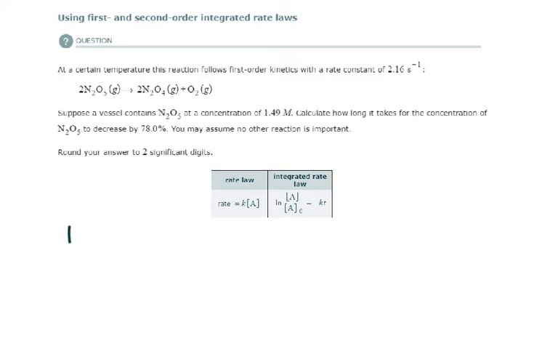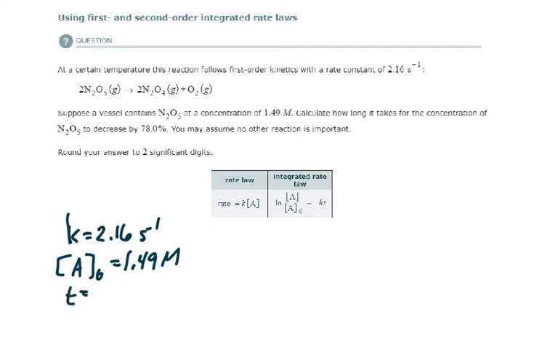We are given k. It's 2.16 seconds to the minus 1. We are given an initial concentration of dinitrogen pentoxide, N2O5. It's 1.49 molar. And we're supposed to find the time it takes for the concentration of this to decrease by 78%. Now, you can imagine that the time is not going to be 0.19 seconds like the previous example.